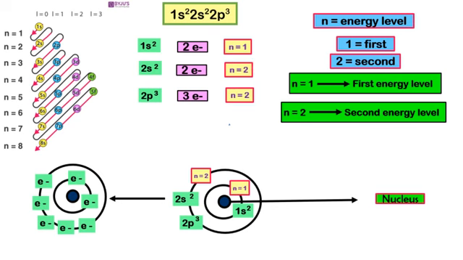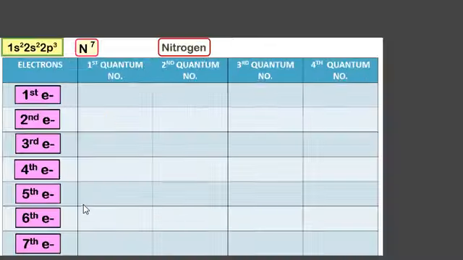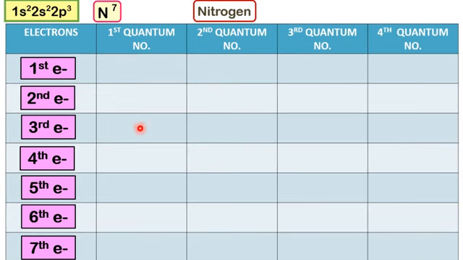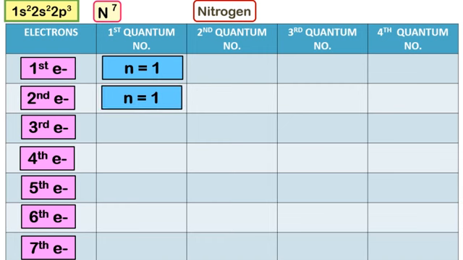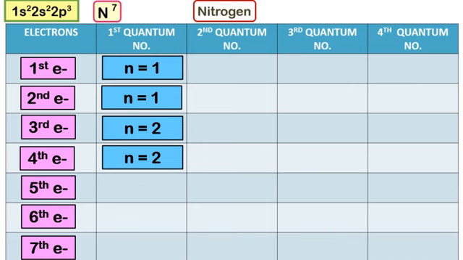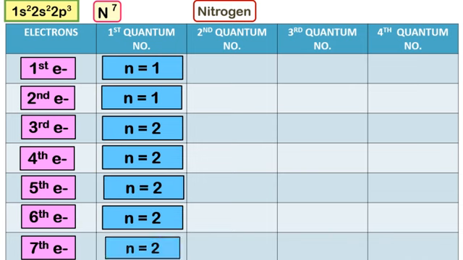So take note of the following information here because you have to write n equals 1 for the first electron of the nitrogen. Second, n equals 1. The third electron is positioned in n equals 2. The fourth is in the second. The fifth is in the second. The sixth electron is in the second. And the seventh is in the second energy level.